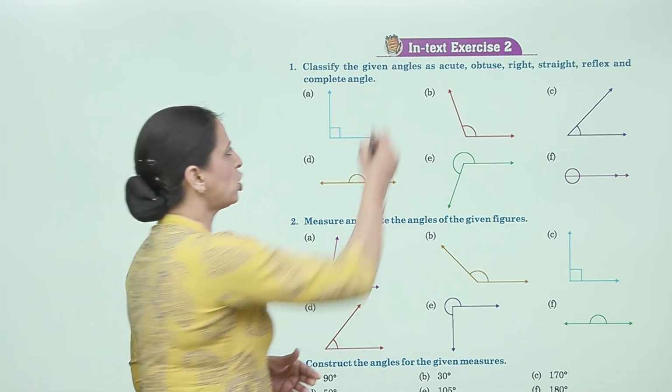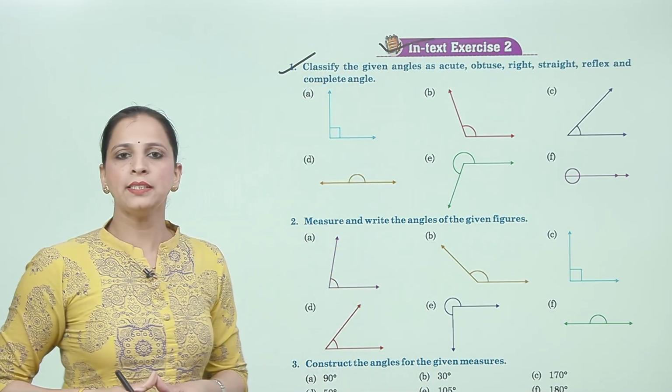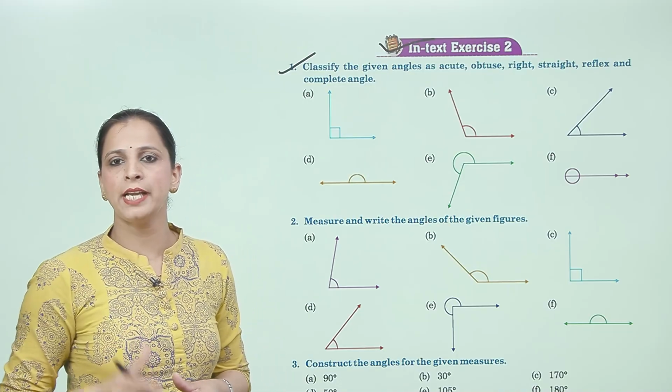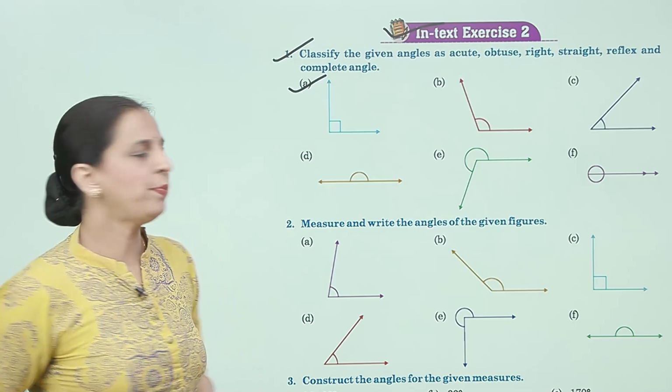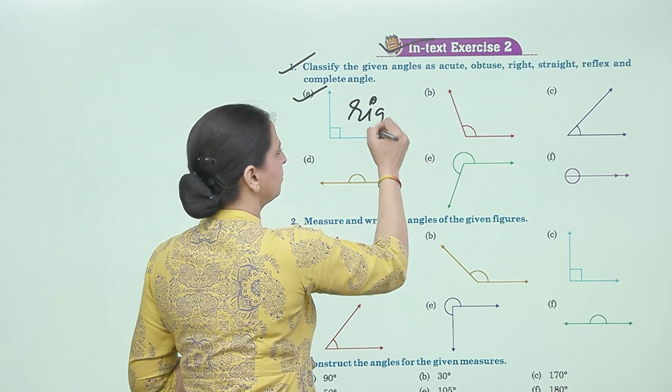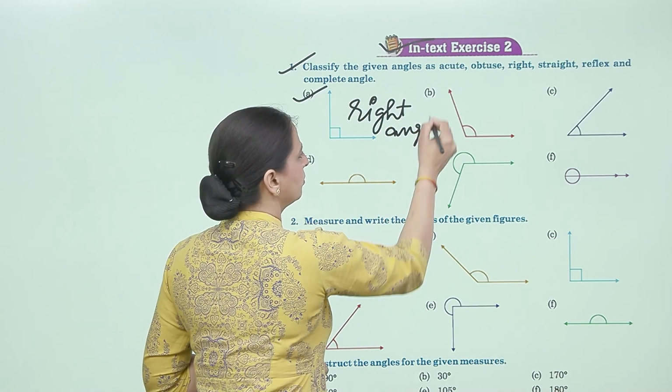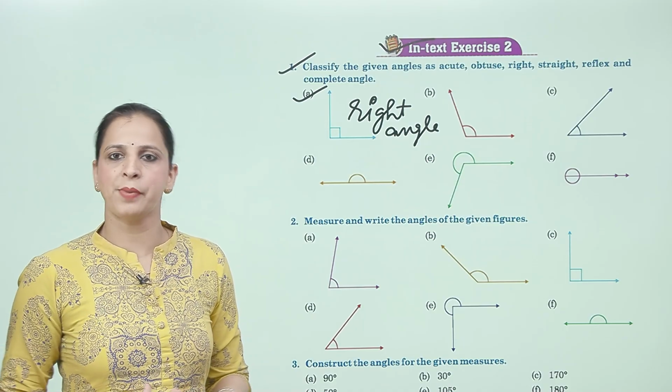Now in text exercise 2. Question number 1. Classify the given angles as acute, obtuse, right, straight, reflex and complete angle. Now A. First is L shape में है, so it is right angle. तो बच्चों, same method को use करते हैं, बाकी के parts आप खुद try करेंगे.